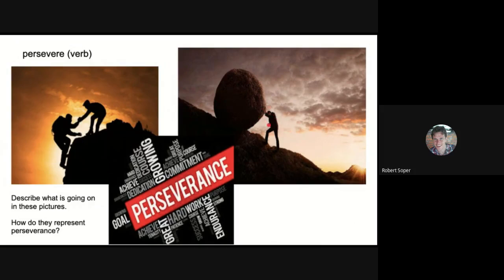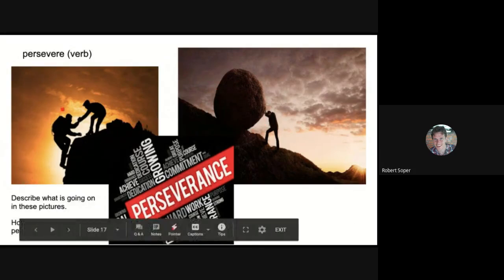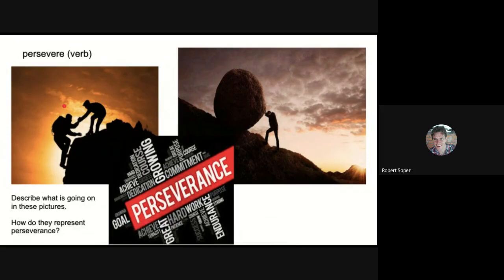Okay. So what's going on in this picture? The man is trying to push the boulder up the hill. Hopefully. It could be that the boulder's just standing here and then he's resting on it. But it looks like he's trying to push it up the hill. So considering what's happening in these pictures, how do they represent perseverance? Or how do they show perseverance?